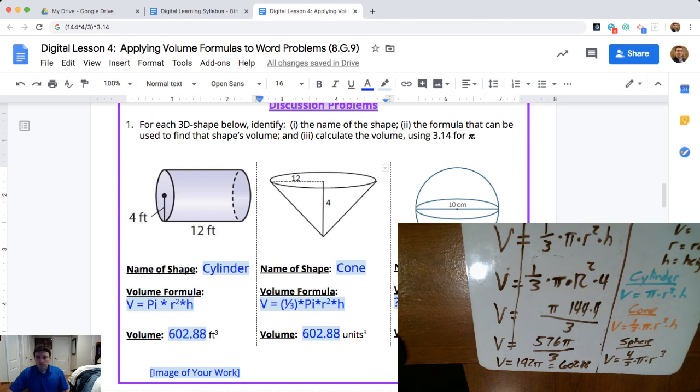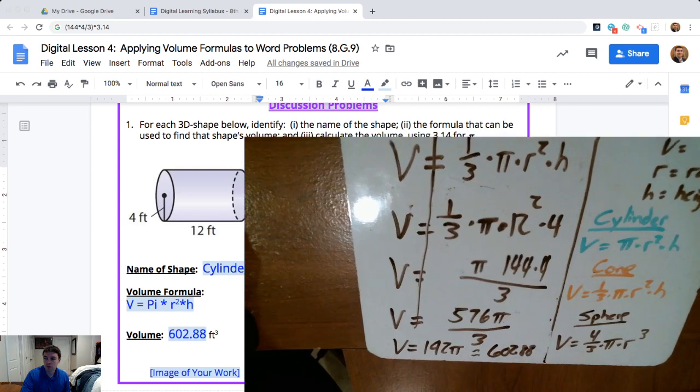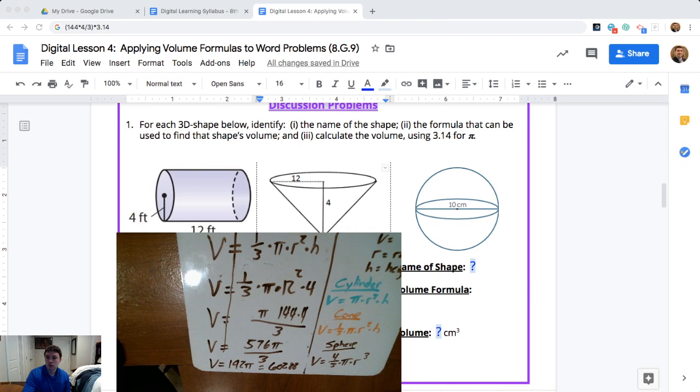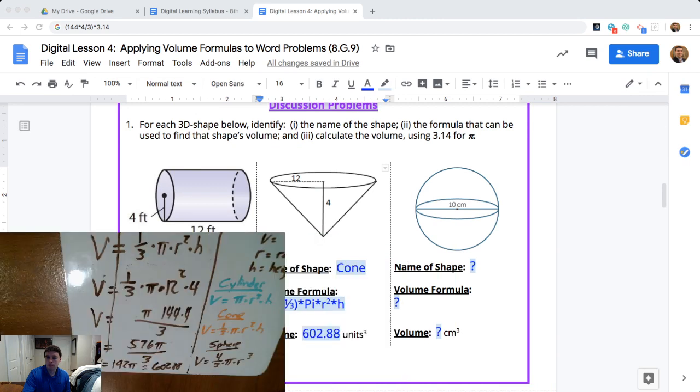For our last shape that we need to work through, I'll make this whiteboard just a little bit larger for a second. So there's the work that got us to 602.88 for the cone. Now for our last problem, what shape do we have for the final one for number 1, and also what is the radius for this shape?